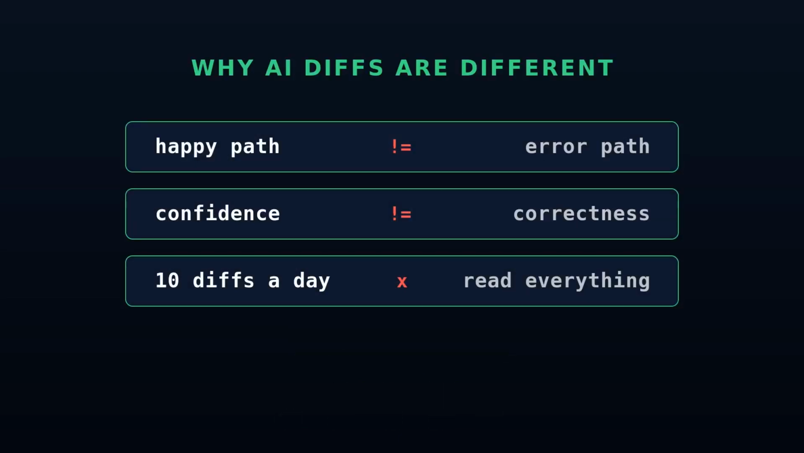3 reasons AI diffs need their own review procedure. 1. Models nail the happy path and guess at the error paths. That's what the training data rewards. 2. Wrong AI code looks exactly as confident as right AI code, so style stops being a signal. 3. Volume. When the machine ships 10 diffs a day, reading everything carefully stops scaling. You don't read harder, you scan smarter, in this exact order.